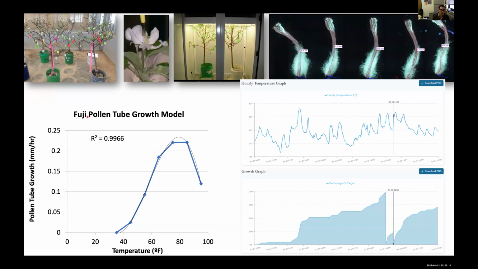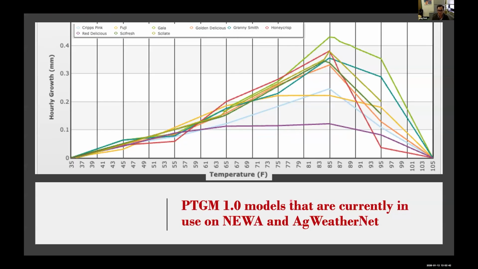So here's, for example, the Fuji pollen tube model at different temperatures, what the growth rate was, and they put that together. Once that was done, we were able to use data from weather stations, from Ethernet systems, and use hourly temperature data, plug it into this curve here, and then get the growth rate of the pollen tubes over time. And so these are the models. A couple more have been added since the original work done by Virginia Tech. But basically, here it is in temperature in Fahrenheit and the hourly growth that they had over time.